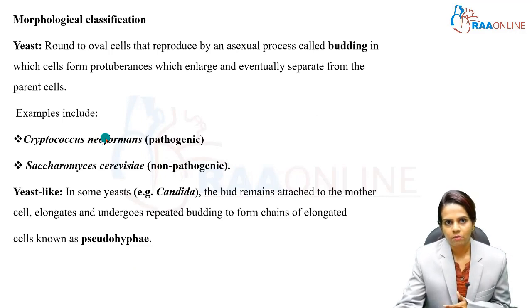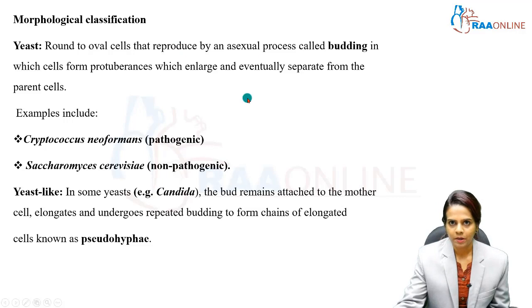Yeast. So these are round to oval cells that reproduce by an asexual process called budding, in which cells form protuberances which enlarge and eventually separate from the parent cell. What happens in yeast? The daughter cells separate from the parent cells. Examples include Cryptococcus neoformans, the most pathogenic yeast, and Saccharomyces cerevisiae, which is a non-pathogenic yeast. These are the examples of yeast.